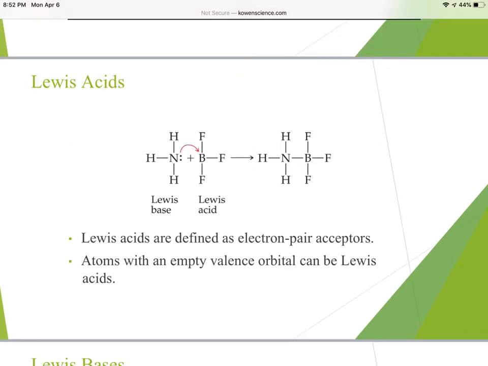Another definition of acids and bases is looking at the Lewis definition. Now, a Lewis acid is going to be defined as an electron pair acceptor.